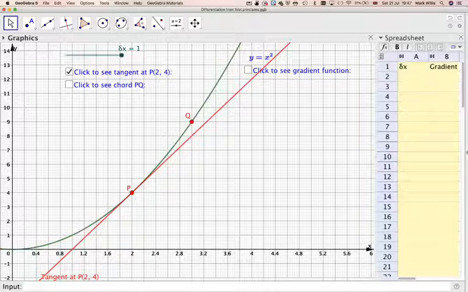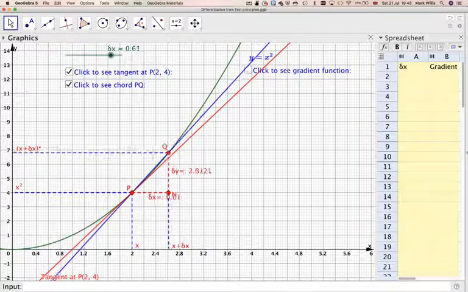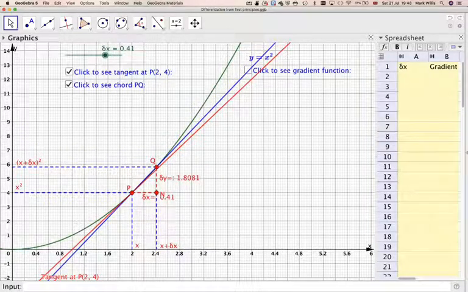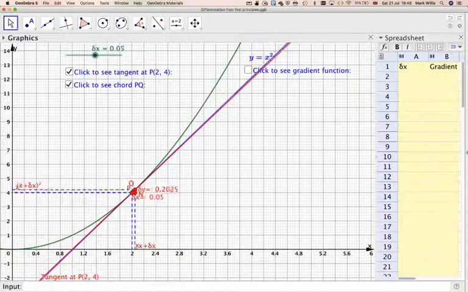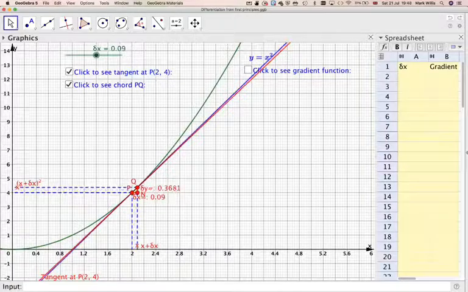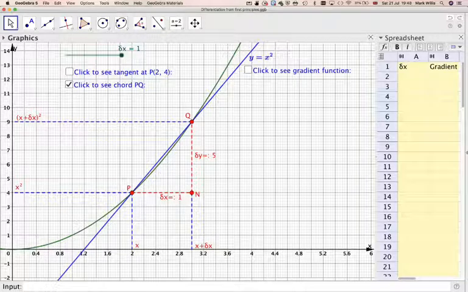Now, one way to find the gradient there is to pick another point close to P, which I'm going to call Q, and then draw a chord like that. Then we move Q closer to P, and you can see what happens. The smaller this value gets, delta x, which is what we call it, the chord and the tangent will coincide. But let's go back to the original point and just remove the tangent for the moment.